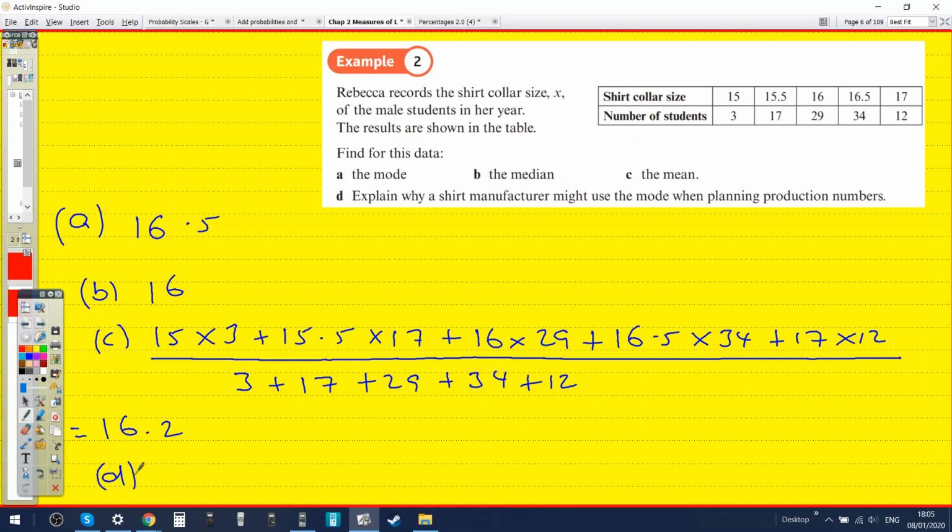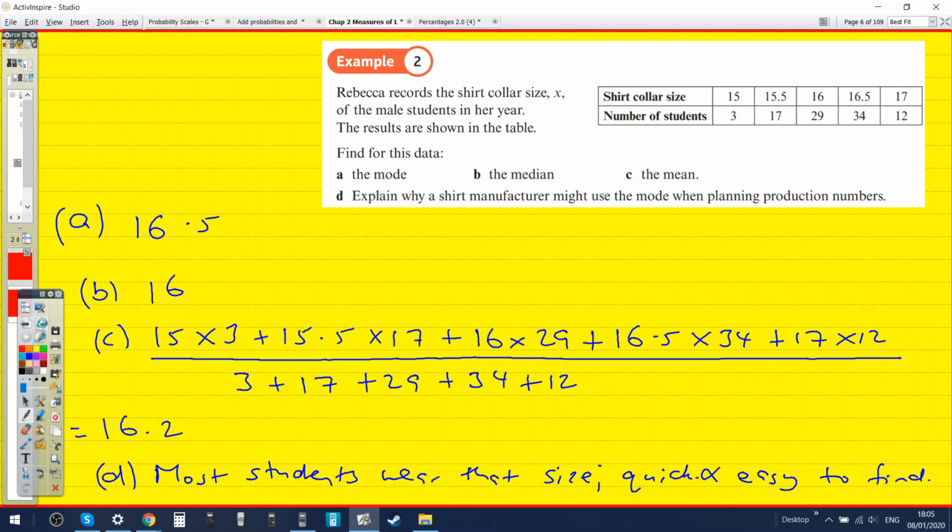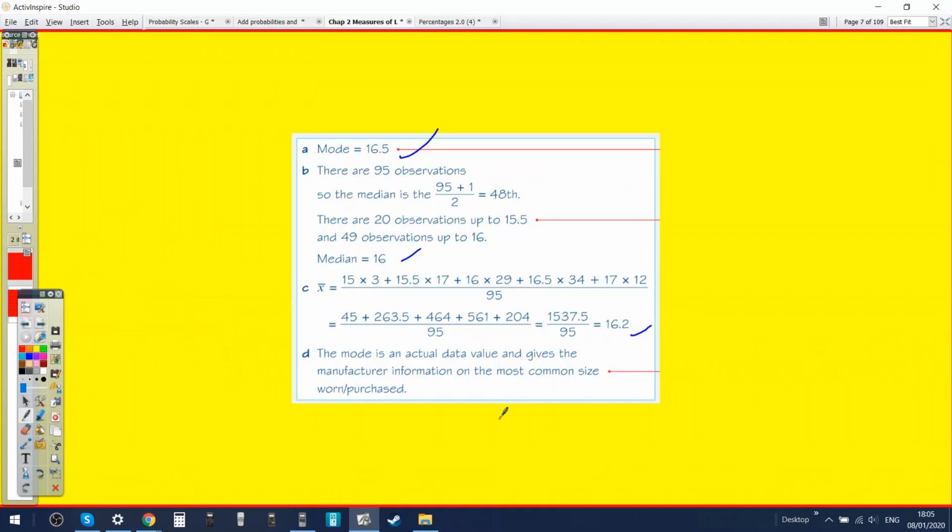Because more students are going to demand that size. Yeah, so most students wear that size. Could also say quick and easy to find. What do you say, Bookie? The mode is an actual data value and gives the manufacturer information on the most common size worn or purchased. That's a good point.